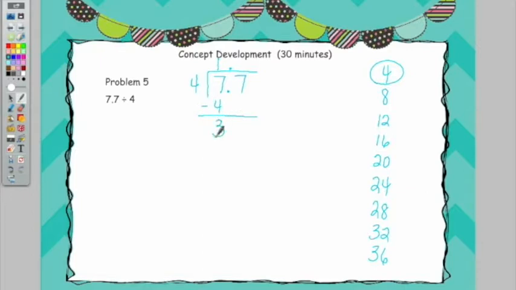And remember, you're just going to ignore your decimal for right now. You are not going to know what to do when you get to your exit ticket. Is 3 less than my divisor? Yes. So I can bring down my 7.